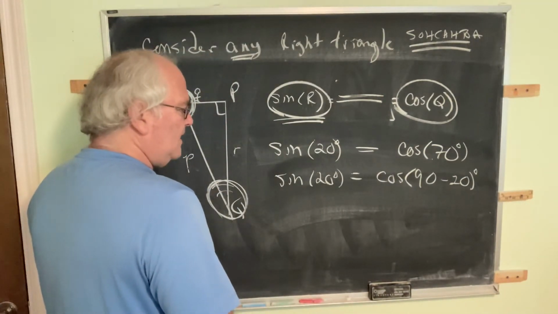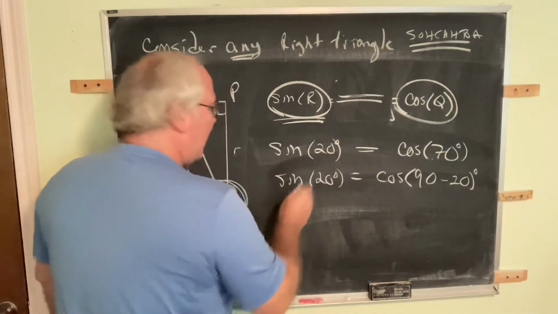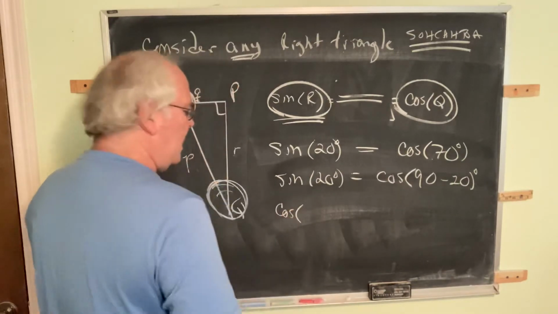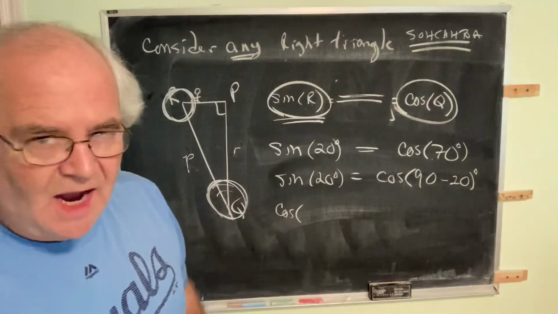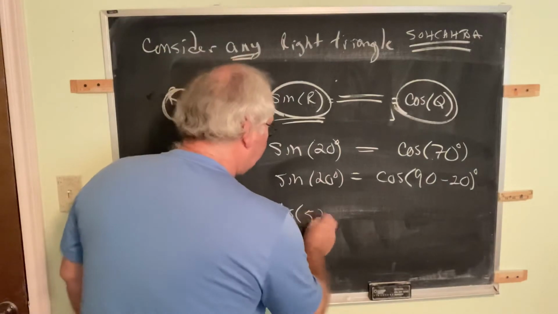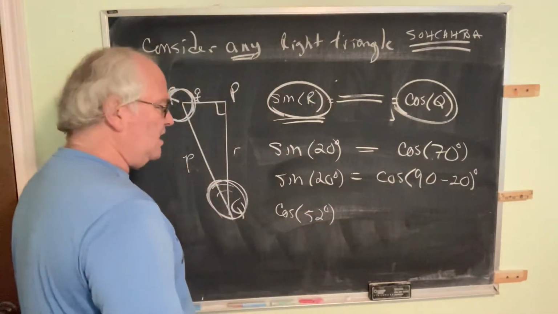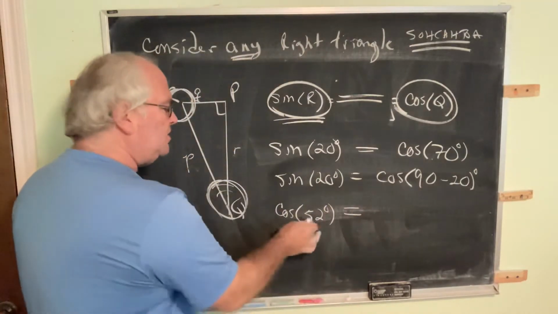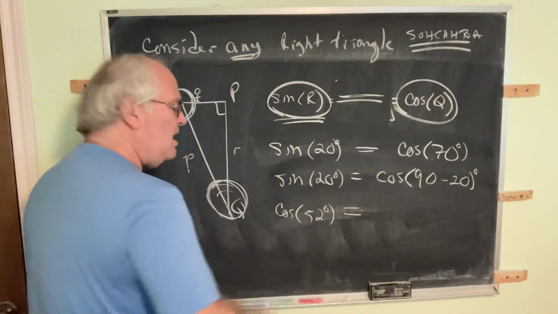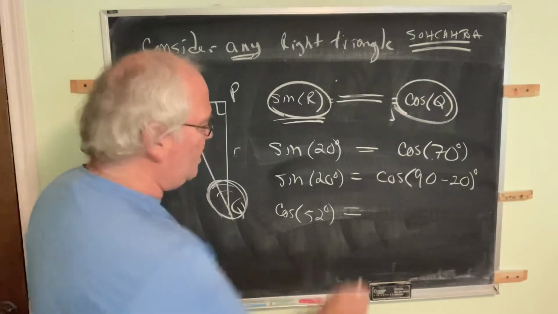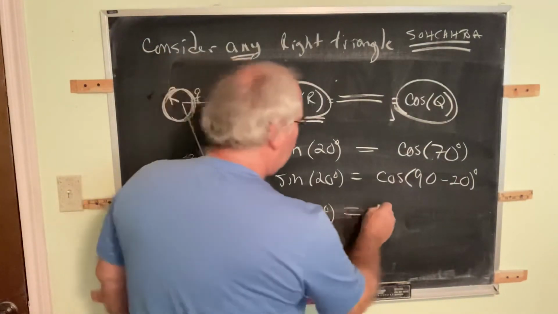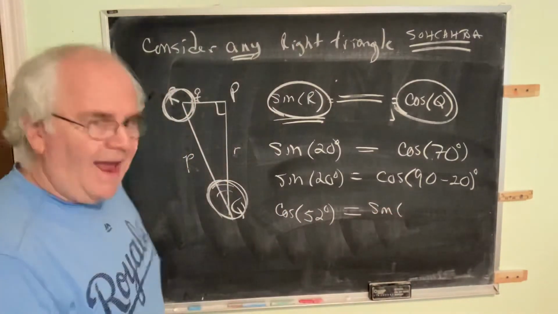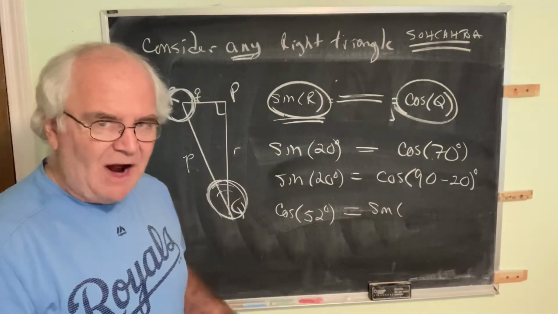All right? There's nothing magic about 20. And you don't need to start with sine. You can start with cosine. Cosine of, pick a number out of the blue sky, 52. Cosine of 52 degrees. If I told you correctly, that should equal, what should this equal? Without using a calculator, well, we might have to use it for the subtraction. Sine of, what number should go in here?